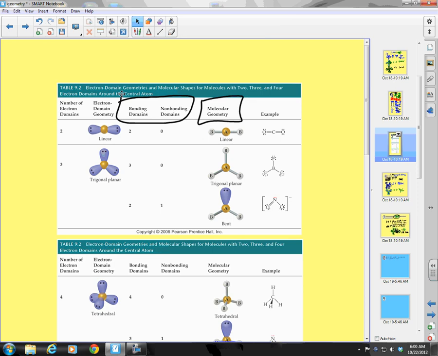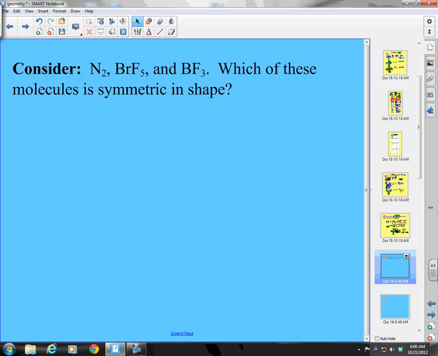Perfect. So now we want to go further, and we want to consider this. Consider nitrogen, bromine pentafluoride, and boron trifluoride. Which of these molecules is symmetric in shape? Egad, so we have to figure out symmetric in shape. Well, how do we do that?